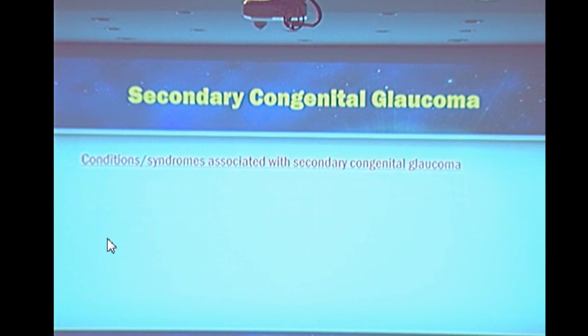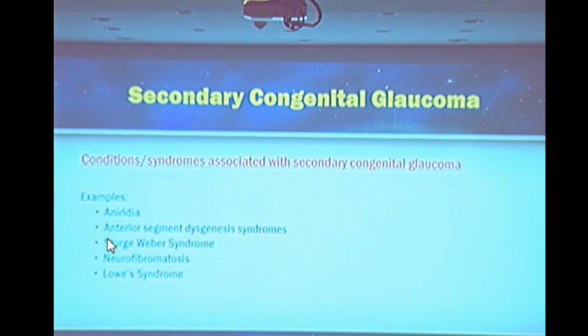Secondary glaucomas are those conditions that are associated with, or the sequelae of, ocular or systemic disease or disorder, including aniridia, for example, anterior segment dysgenesis like Peters anomaly, Rieger's, Axenfeld, and so on, phakomatosis, on top of them Sturge-Weber syndrome, neurofibromatosis, Lowe syndrome, etc.